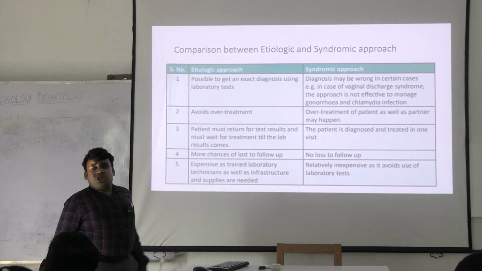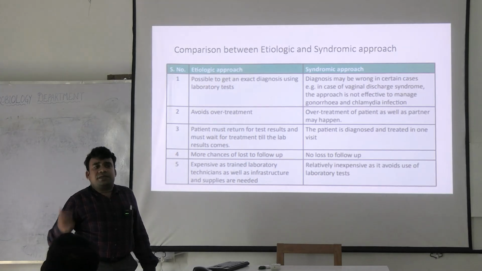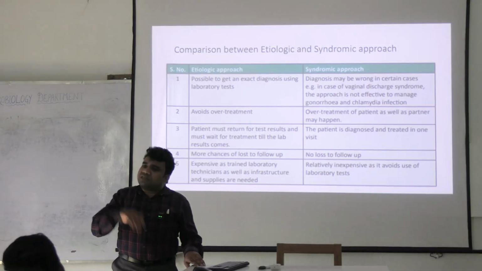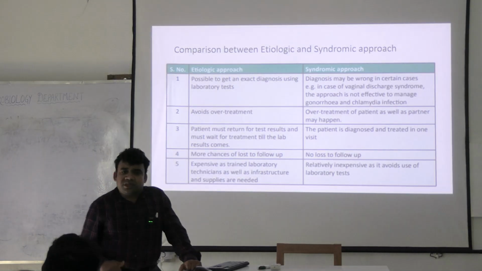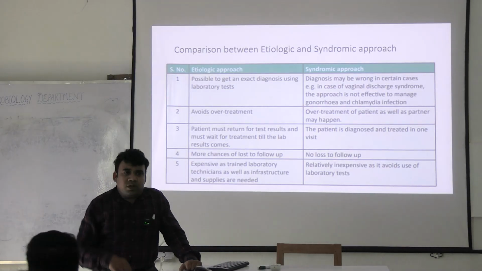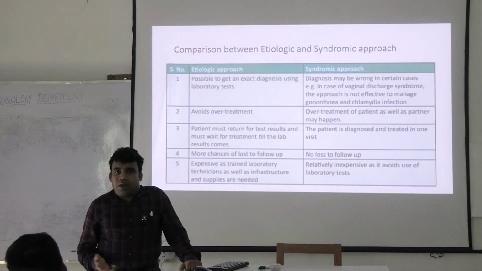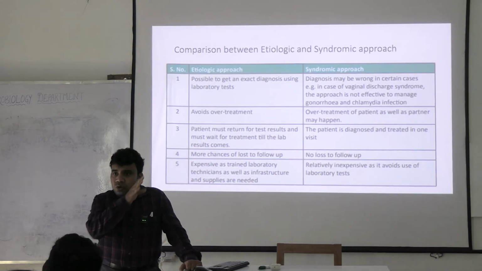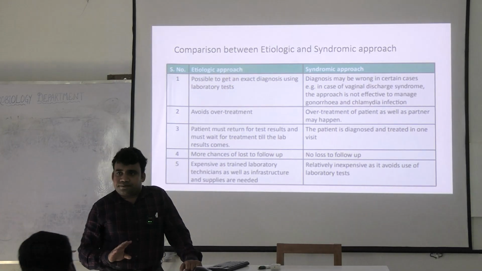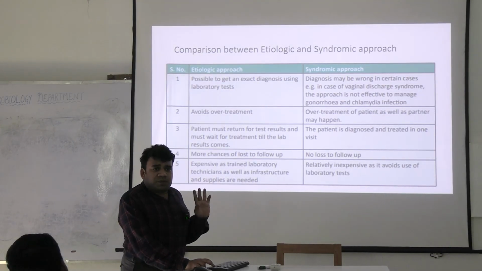Most importantly, in the etiological approach, you need to get the patient to come to you repeatedly. Right or wrong? He will come to you, you take the history, examine him or her, you recommend some test, he or she will go back to the laboratory, get the test done, again will come to you, then you will prescribe. These patients will be lost to follow up. But in the syndromic approach, because you are not going through all the process, the chances of loss to follow up will be very less. So, in essence, this is the most important aspect of the syndromic approach.